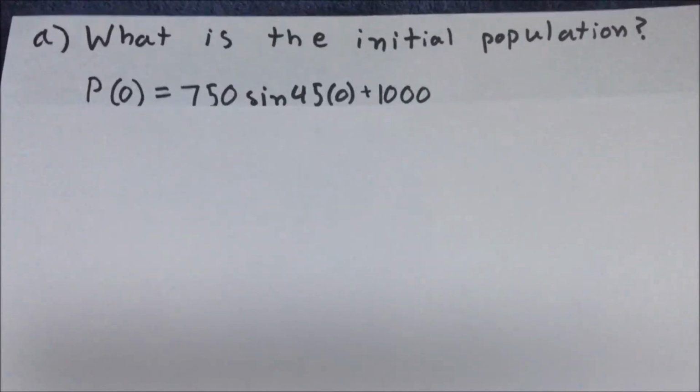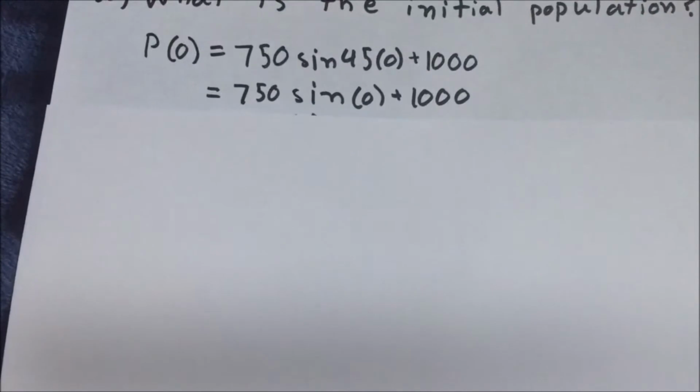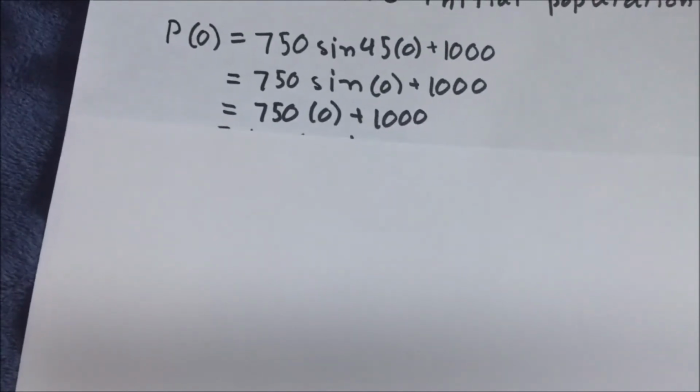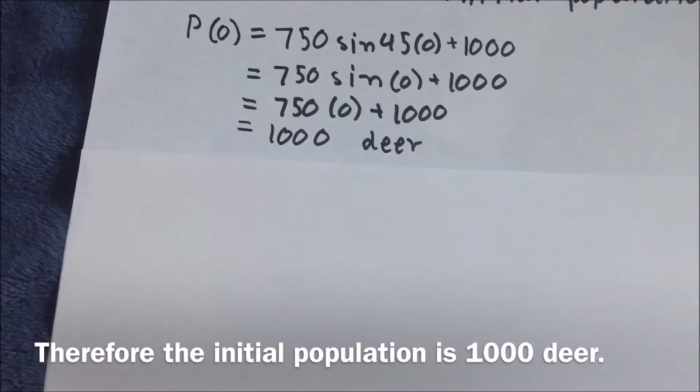years have passed. So 45 times 0 gives us 0. Sine of 0 is also 0. So we're left with 750 times 0 plus 1000, which is 0 plus 1000, which means we get 1000 deer.